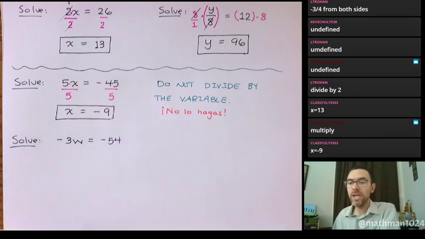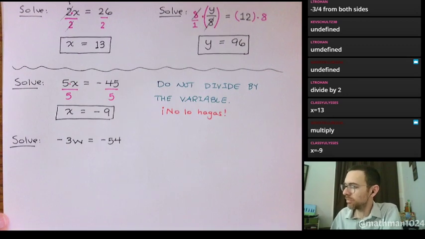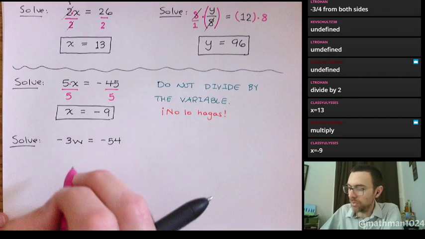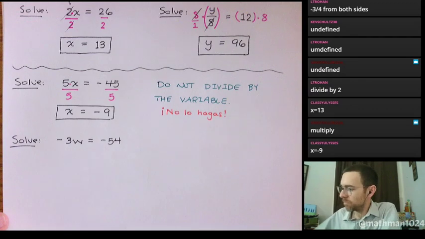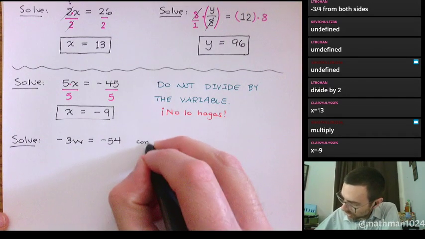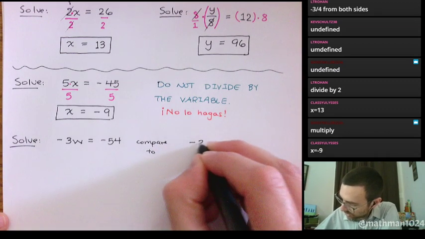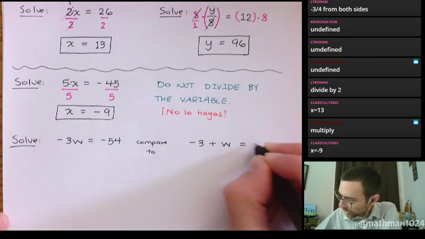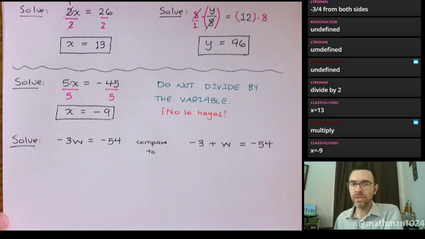Yeah. All right. Negative 3w equals negative 54. To get the variable by itself, I've got to get rid of the negative 3. But you know what? I want you to compare that equation to this equation. Negative 3 plus w equals negative 54. I hope that we can see that these are not the same equation.